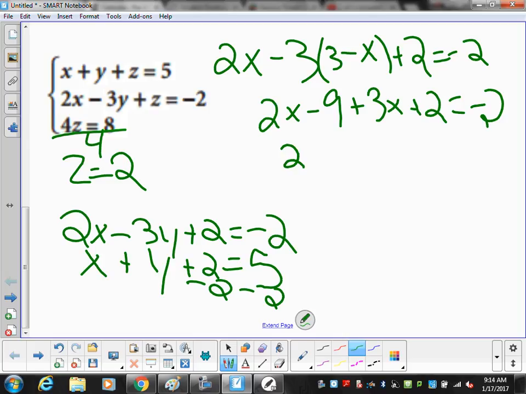Okay, so plug the 3 minus x in where the y was in that second equation. Then we distributed the negative 3. Negative 3 times 3 is a minus 9. Negative 3 times the negative x is a positive 3x. Okay, that works. Now we're going to solve for x.